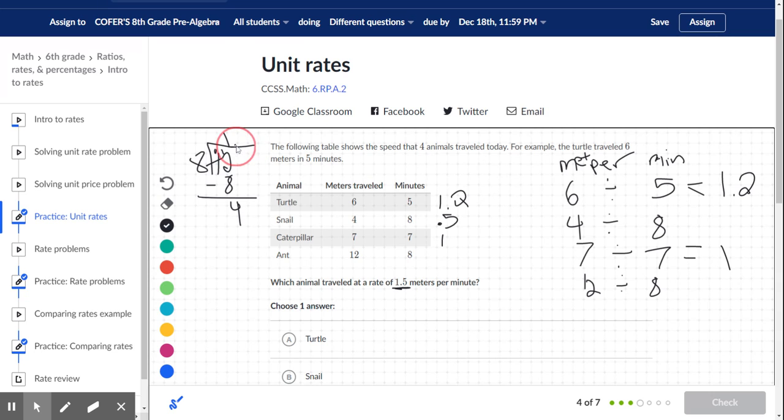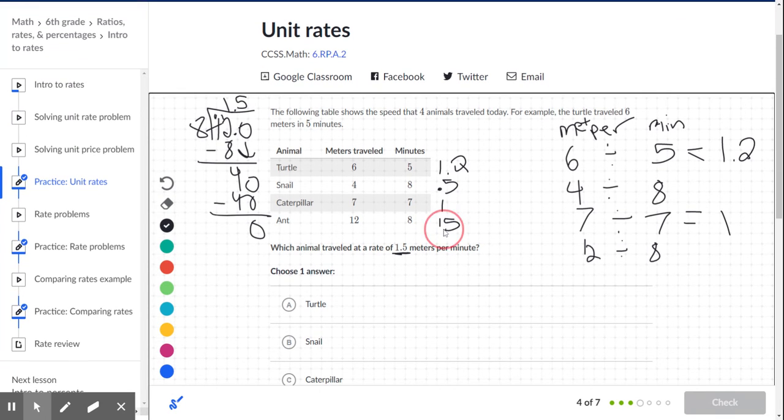So I have to write decimal, decimal, 0, and bring it down. 8 can go into 40 5 times because 5 times 8 is 40, and 40 minus 40 is 0. So I now know that my rate for my ant is 1.5. That's what I'm looking for, so my answer has to be the ant.